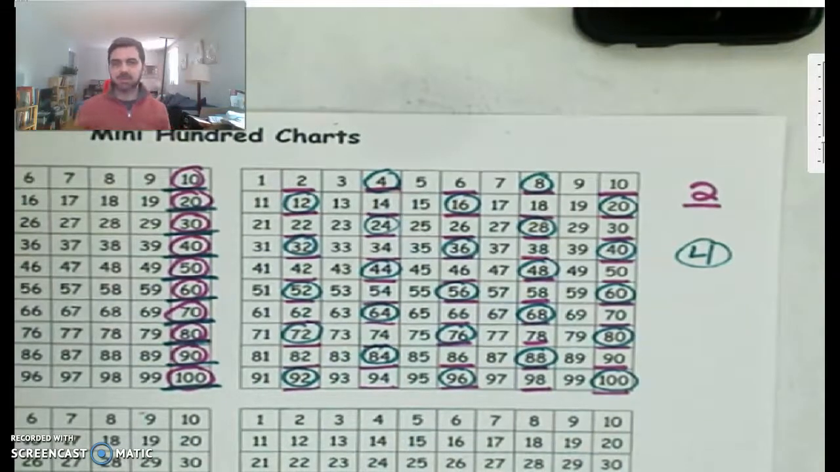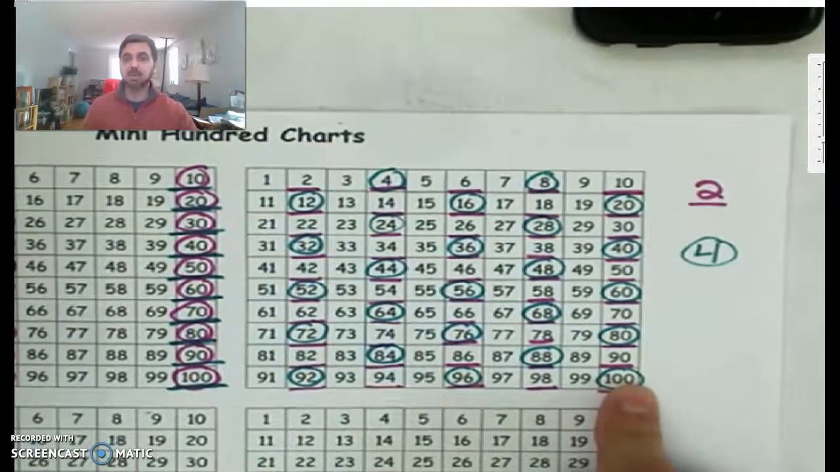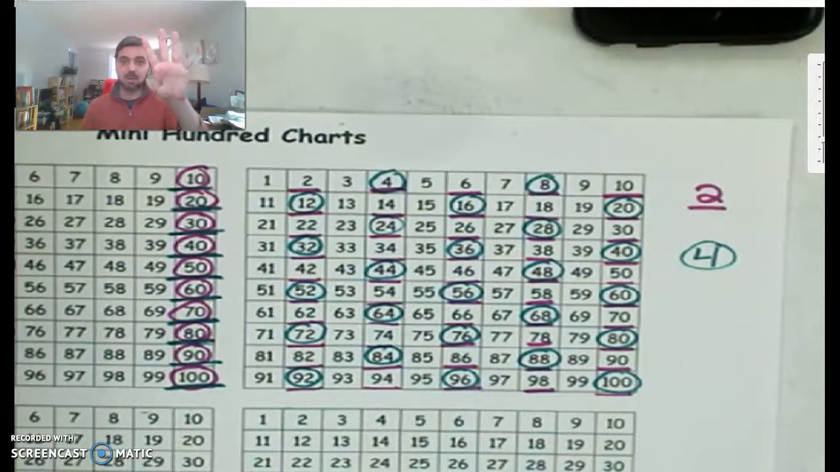All of the multiples of 4 end in either a 2, 4, 6, 8, or 0, right? Because all of the multiples of 4 are also multiples of 2. That kind of makes sense because 2 times 2 is 4. So 4 is a multiple of 2. So therefore, any multiple of 4 is also a multiple of 2. 100 is a multiple of 4, of course, because 4 quarters make $1: 25 cents, 50, 75, 100. Okay?